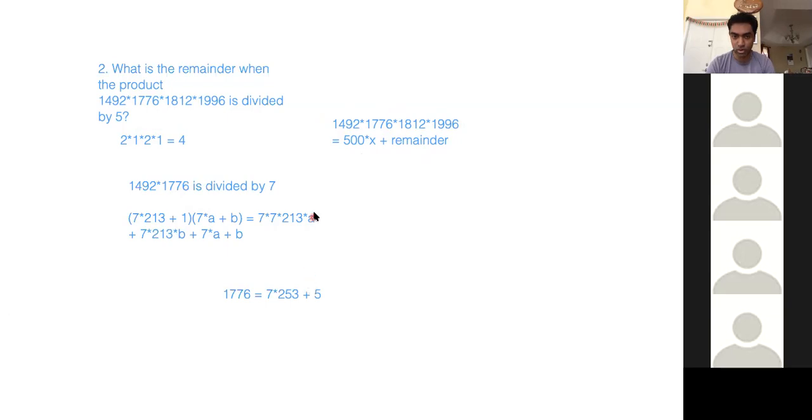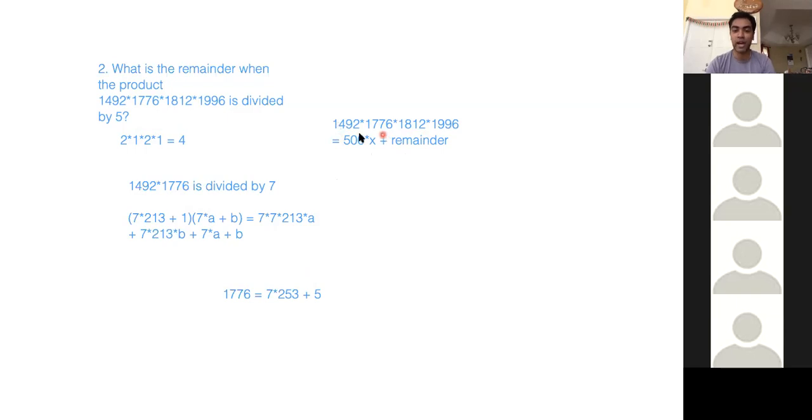Four. 4, good. So I know that this remainder should actually end in 4, but it likely has some other terms because I also have to have the same kind of second to last digit. I want to know what the last 3 digits are of this product, and that helps me find the remainder when divided by 500.